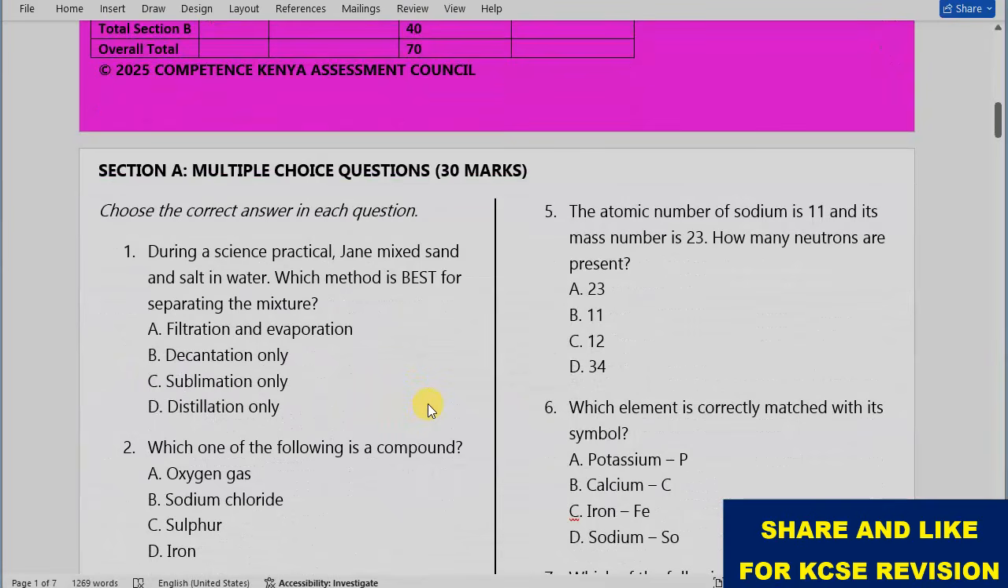Choose the correct answer in each. During a science practical, Jane mixed sand and salt in water. Which method is best for separating the mixture? That is sand and water. Filtration and evaporation will work very well. Filtration, and that is answer A.